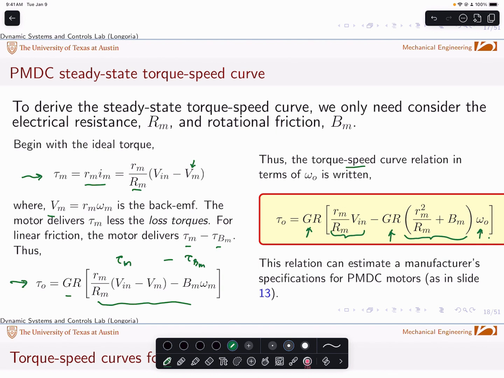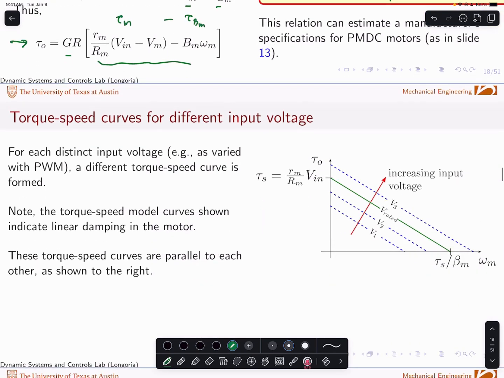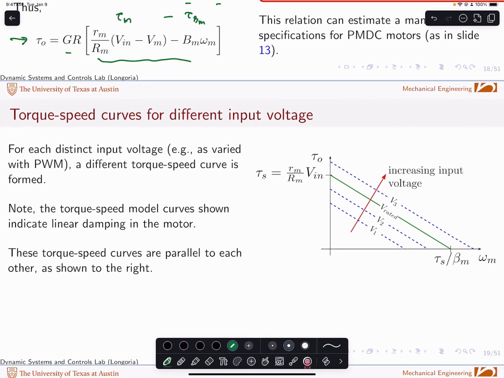If you have these quantities now, little r sub m, big R sub m, and b sub m, you can quantify this torque speed relation as a function of whichever speed you want, either the internal motor speed or the output motor speed. This should give you the same kind of relationship that we've seen in those other torque speed relationships on those slides. So how do you interpret this? All this is doing is plotting output torque versus speed, but this could be output speed as well, depending on what you want to plot here. This slope depends on whether you're including the gear ratio or not.